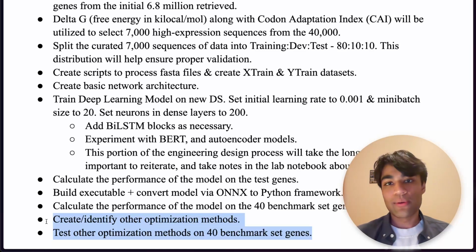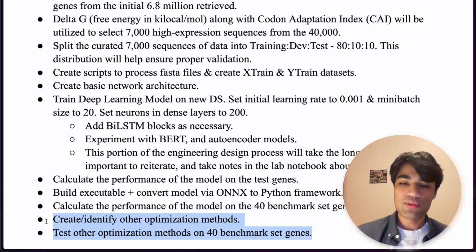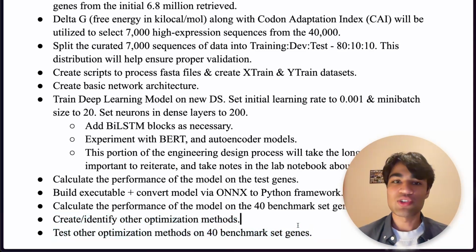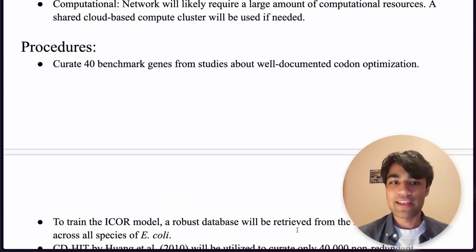Engineering is all about iteration, and that's why it requires a lot of perseverance, because in science, often you just fail, and that's that. With engineering, you make these iterative improvements over and over on your design until you reach the claim or meet the criteria that you had specified earlier. And that's exactly what this is about. We're testing it against these other benchmark genes, testing it against other optimization methods, and that is exactly what I had listed in this procedure.